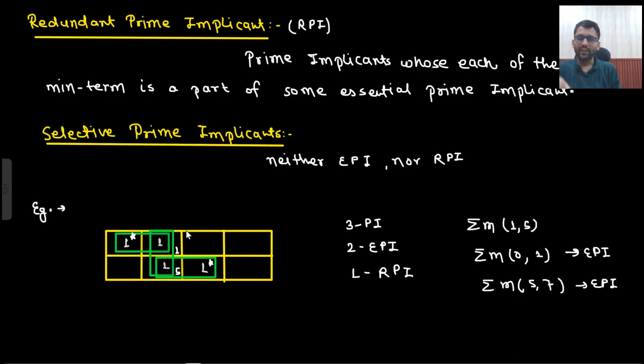Here we went to this group, 1, 5. So I went to 1 and I asked where you are involved. On one side I am involved with 0, and I checked this group 1, 0. Is this an essential prime implicant? Yes. I am happy. Then I went to 5 and asked where you are involved. 5 said I am involved with 7. Is this an essential prime implicant? Yes. So if both elements are involved with other essential prime implicants only, that means this is a redundant prime implicant.